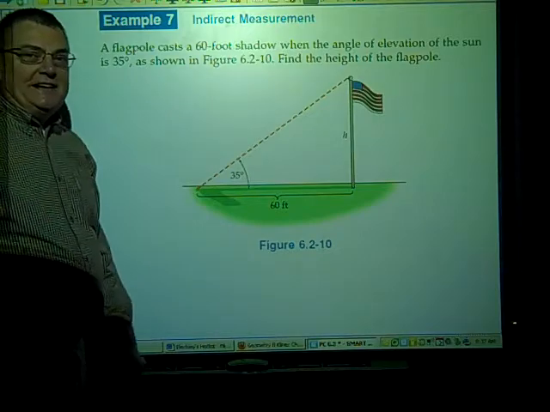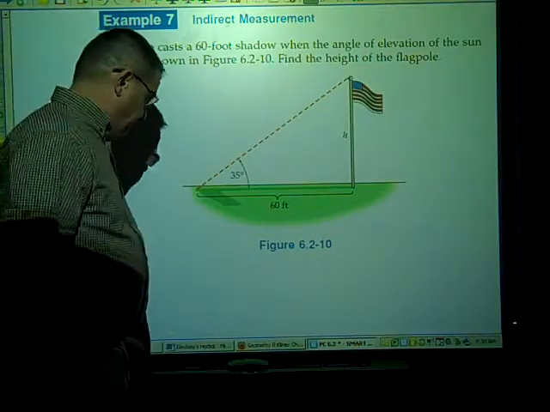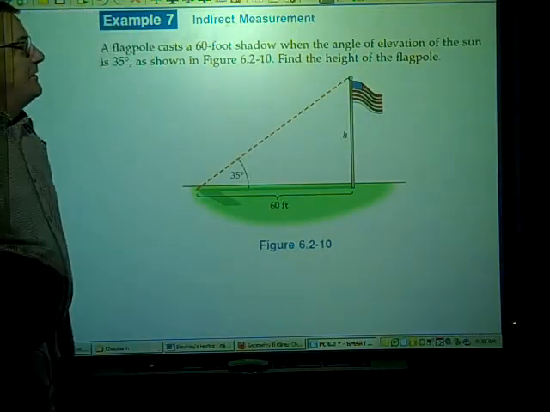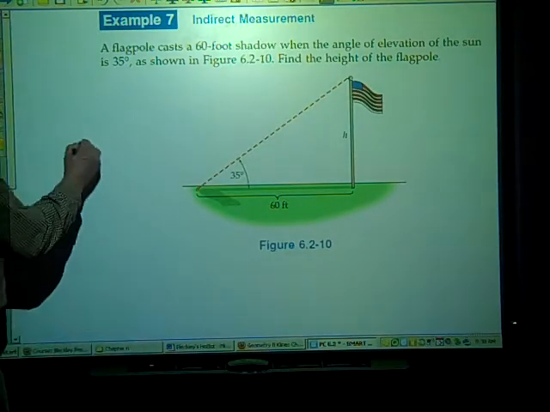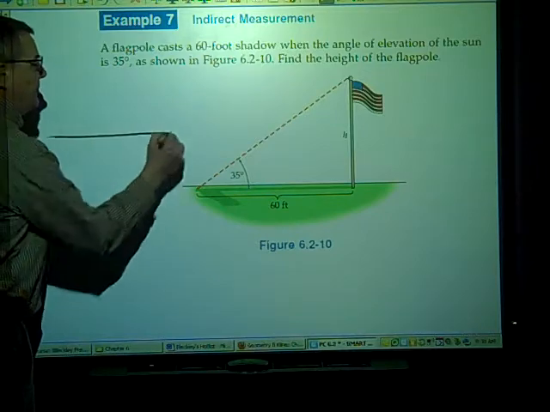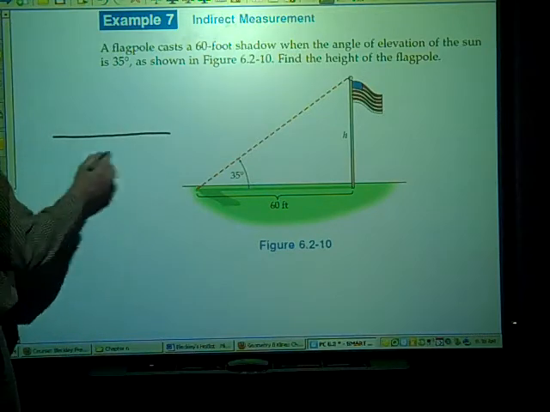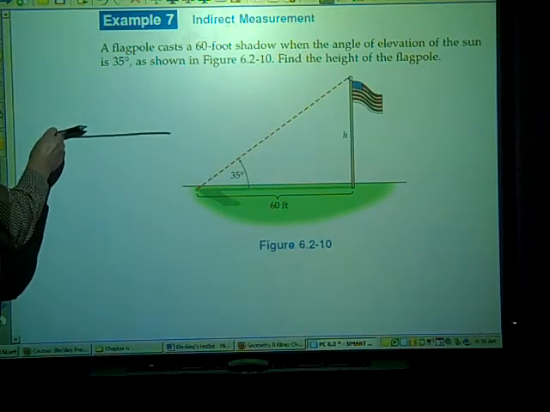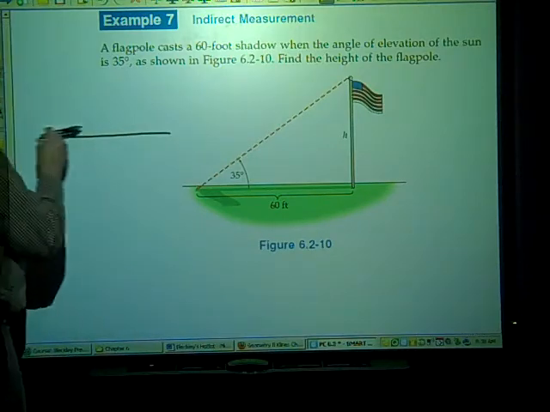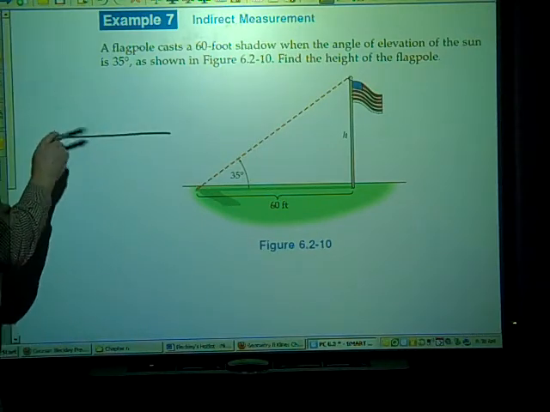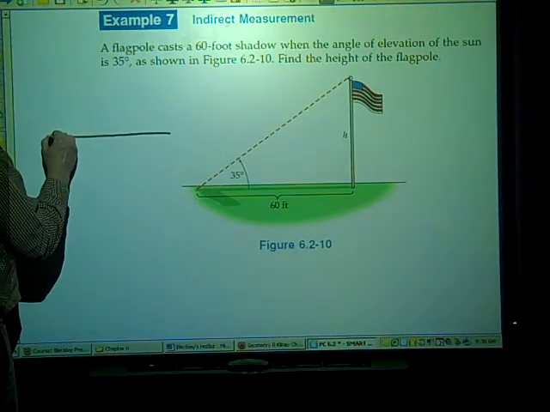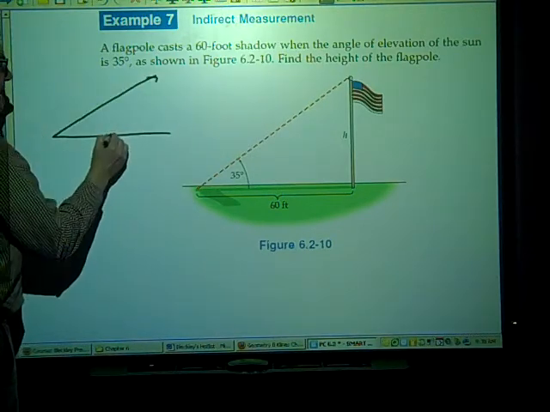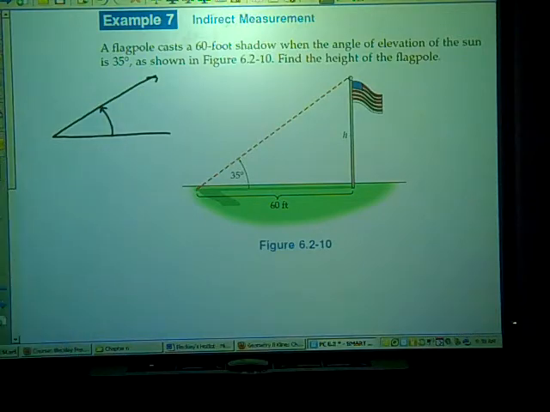Okay, examples 7 and 8 deal with indirect measurement. And they talk about something called angle of elevation and angle of depression. An angle of elevation is an angle with a horizontal. So we have a horizontal line, and we think of this as being like our line of sight as we stand and look out straight ahead. And then when we raise our eyes to look up at something, that is called the angle of elevation.